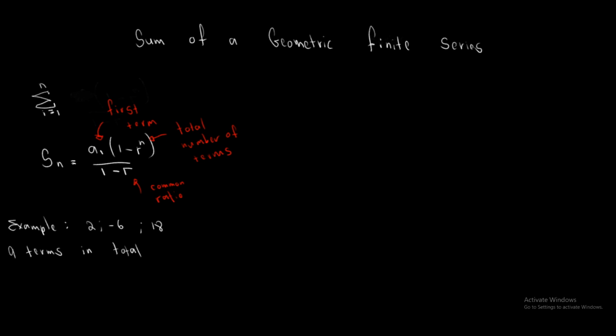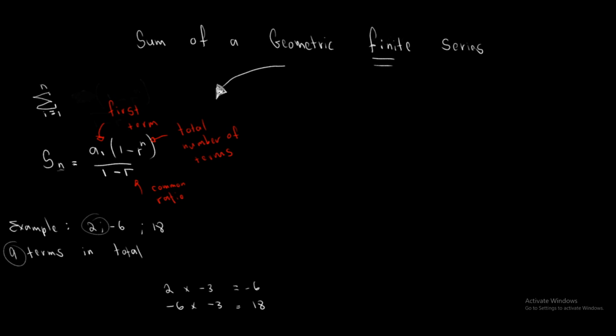So let's look at this. Well, the example is 2, -6, and then +18. Interesting. Well, because you guys are a little bit older, we can simply say 2 multiply -3, that gives me -6. And then we have -6 multiply -3, which gives me +18. So with this information, I can conclude that R is equal to -3.